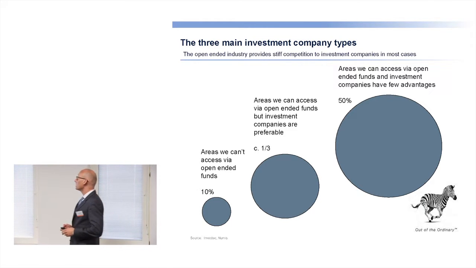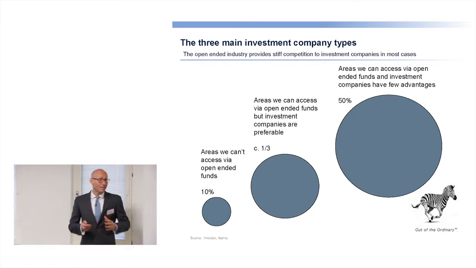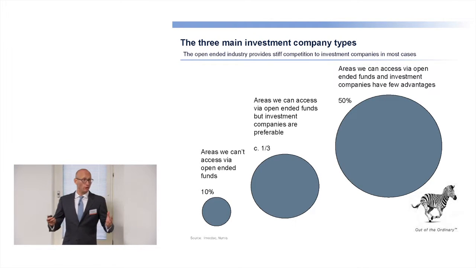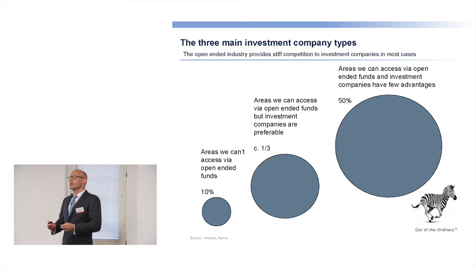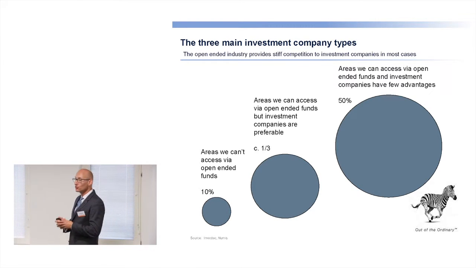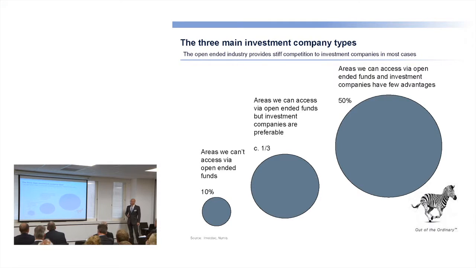The second area is areas where you can access the strategy or the asset class via an open-ended structure, but you can also access them via investment companies, and the investment company structure is a preferable way of accessing that asset class than an open-ended structure. And that's about 1/3 of the universe, in my opinion. Then about half of the universe is areas where the investment company strategy or asset class can also be accessed via open-ended funds, and there is not necessarily a huge benefit to accessing that asset class via an open-ended structure.